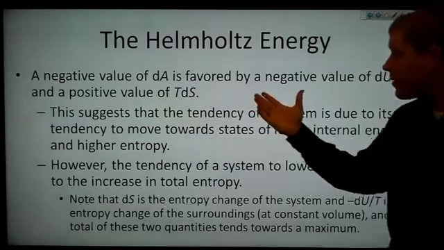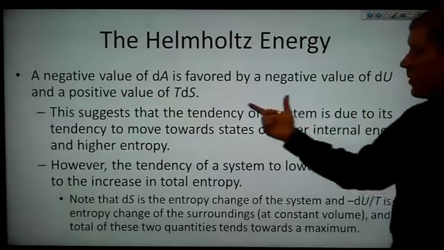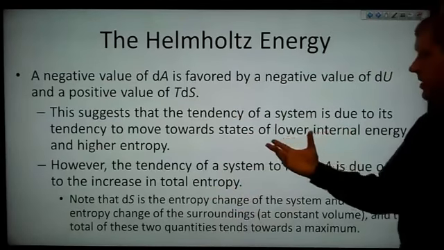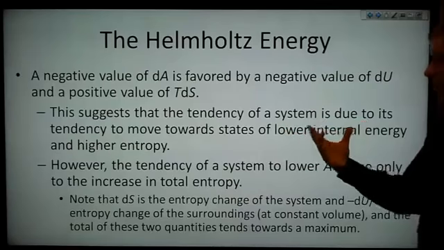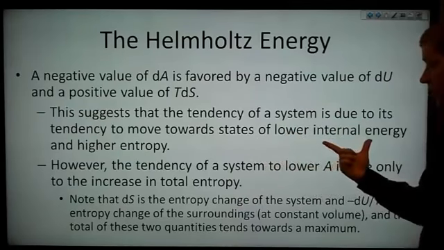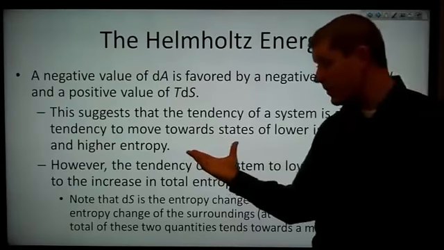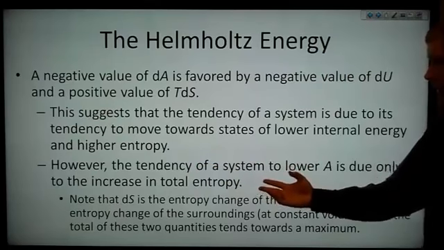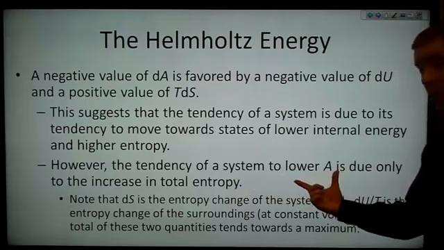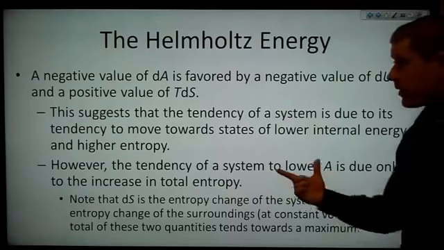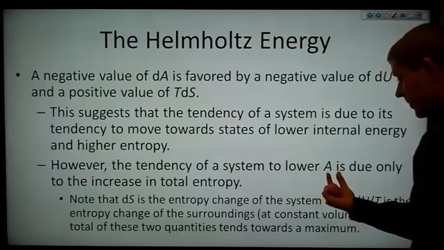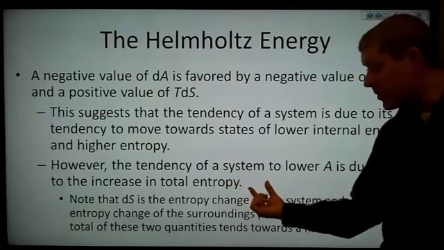Alright, so a negative value of dA is favored by a negative value of dU and a positive value of TdS. So this suggests that the tendency of a system is due to its tendency to move towards states of lower internal energy and higher entropy. But the tendency of a system to lower Helmholtz energy A is due only to the increase in total entropy.